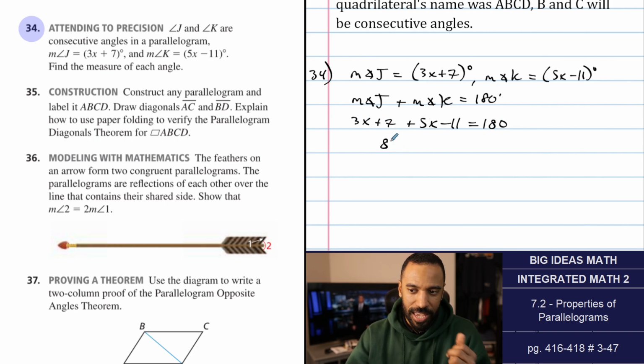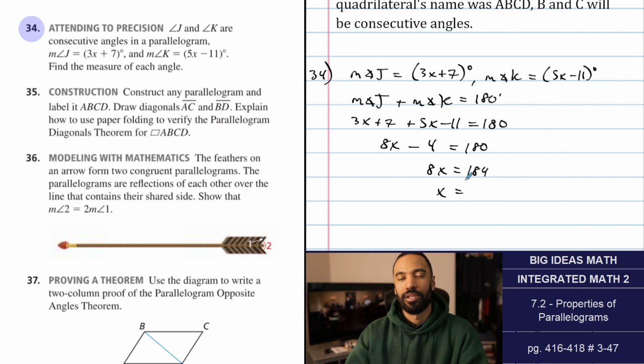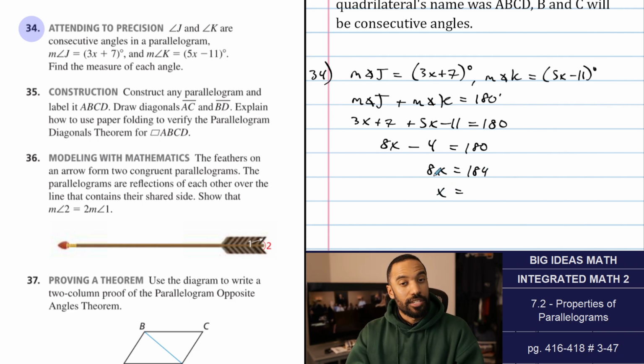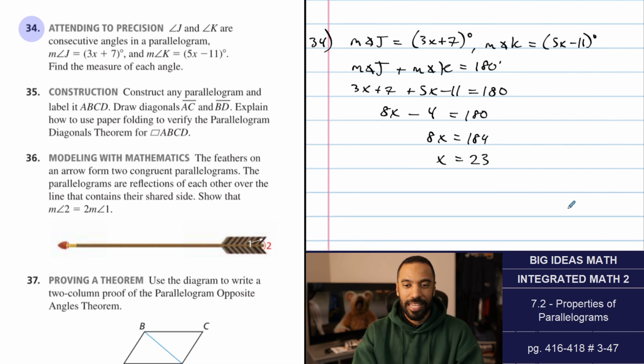3x plus 5x is 8x. 7 minus 11 is negative 4. Add 4 to both sides, and divide both sides by 8. That's not a decimal. 23. That's not the answer. That is x.